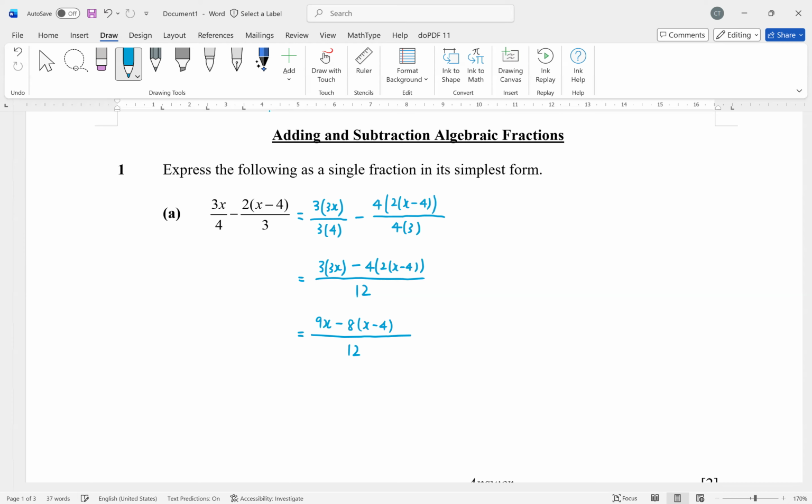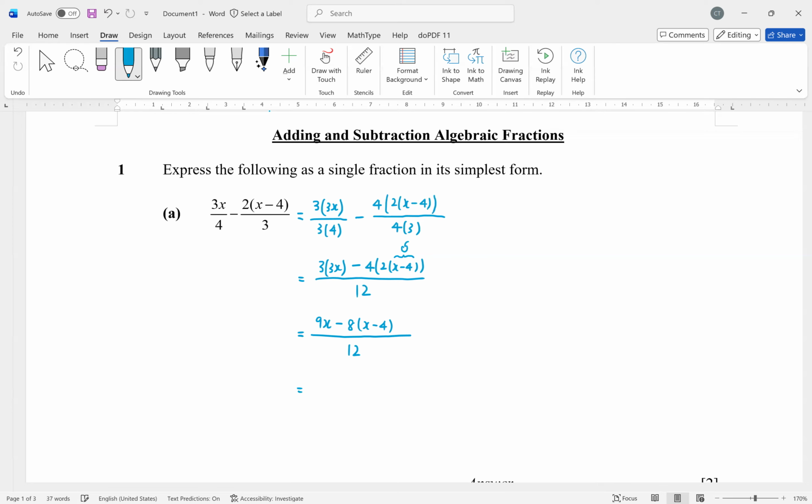Be sure not to multiply this 4 into the x minus 4 also, because if you do so, then you are multiplying it twice. You can think of this whole thing, x minus 4, as an apple. Inside this bracket, we have 2 apples. So 4 times 2 apples should become 8 apples only. So don't multiply the 4 into the bracket as well.